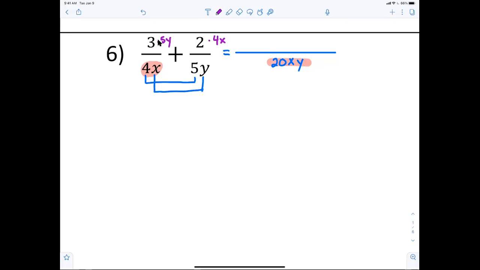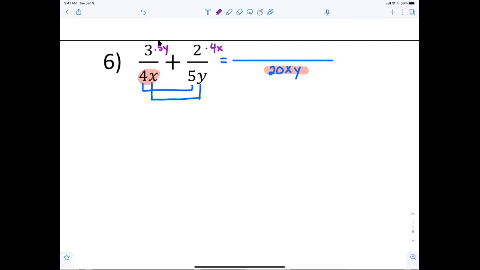So now 3 times 5y is 15y. 2 times 4x is 8x. I just really don't think that's that hard. Anybody have any issue with that?